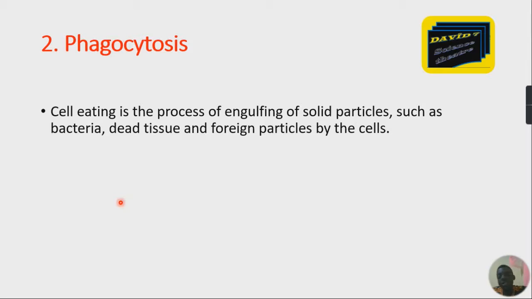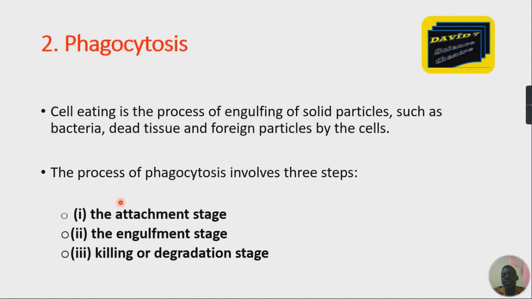Phagocytosis, you can call it cell eating, and it is a process of engulfing of solid particles such as bacteria, dead tissue, and foreign particles by the cells. Okay, so the process of phagocytosis involves three steps. We have attachment, engulfment, and degradation stage. So these three stages occur during phagocytosis. Attachment of the bacteria or solid substance on the cell membrane. The substance will be engulfed by enfolding of the membrane, and then degradation by lysosomes. Okay, so let's continue.